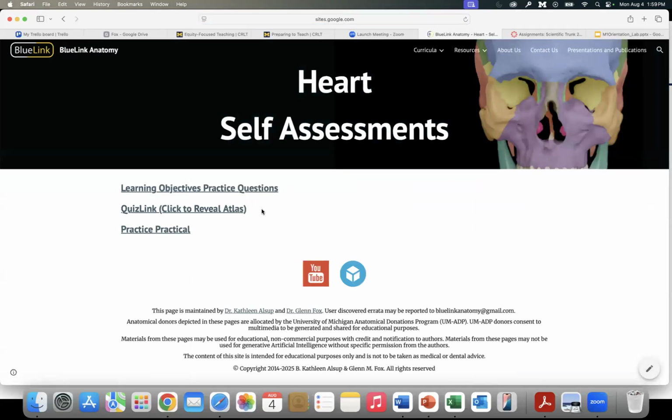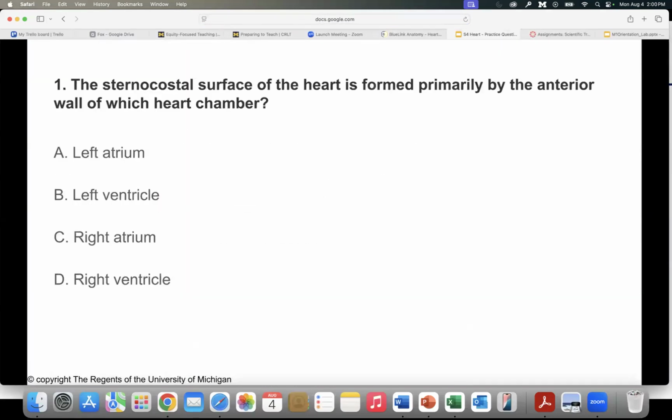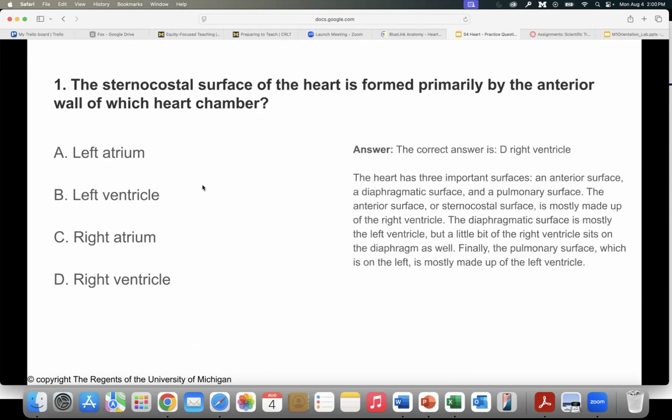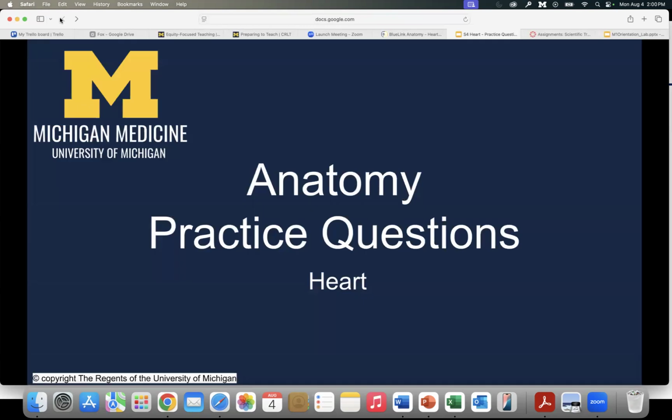And this takes you to three different areas. The learning objective practice questions are similar to the types of questions that you may have on the quizzes as well as the final exam. So you will see this asks you a question. Once you guess, it will give you the answer as well as an explanation as to why that answer is correct, as well as why the other answers are incorrect. So you'll have that rationale for each one.